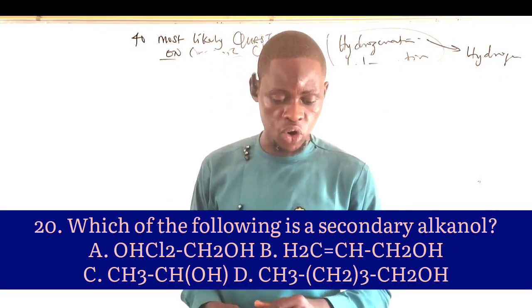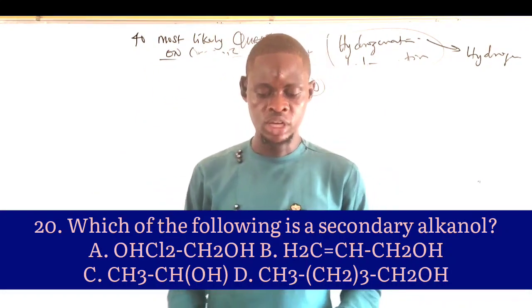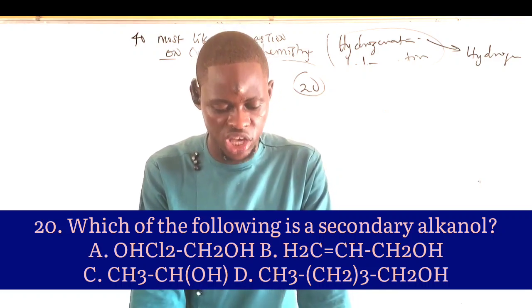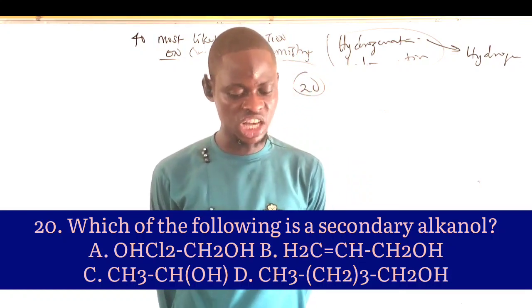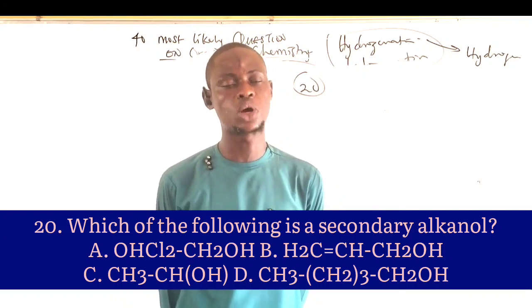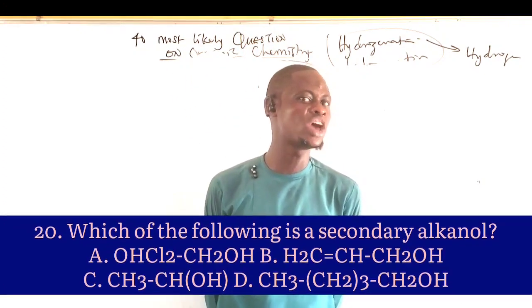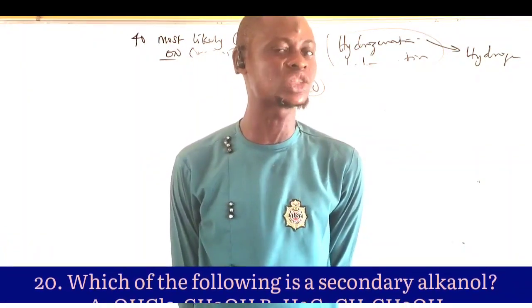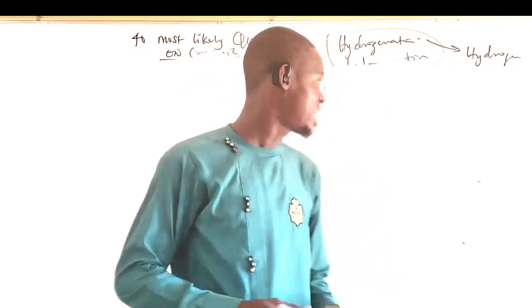So, option A, we have CH3CH2CH2OH. Option B, we have CH3C double bond CH to CH2OH. Option C, we have CH3 CHOH, then CH3. Option D, we have CH3 CH2 CH2OH. Our answer should be option C, which is CH3 CHOH. Don't forget that the OH is attached to a carbon with one hydrogen, not CH2OH, but CHOH. So that's our answer to that. Now, that is our question 20.